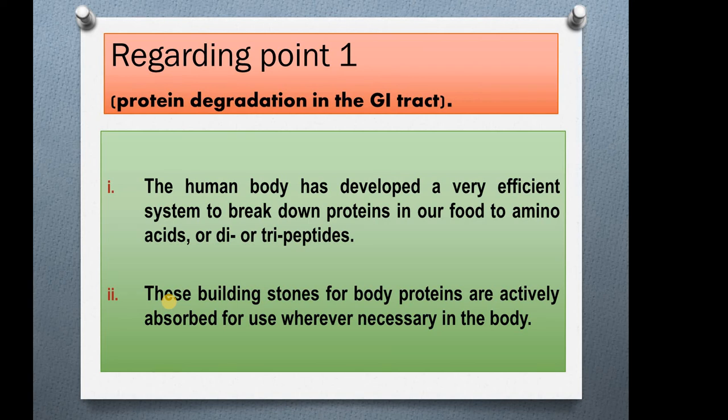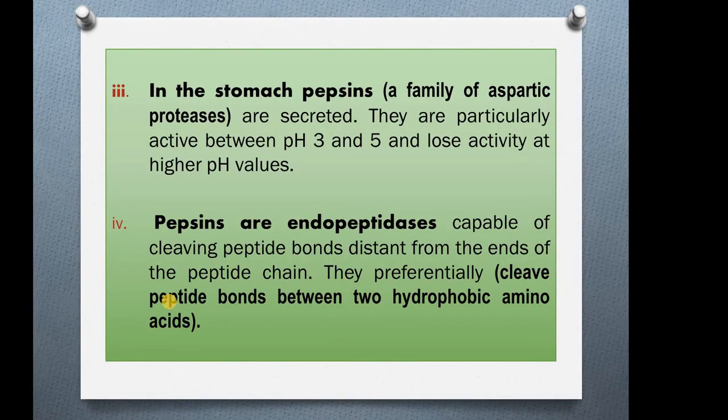إحنا نعرف إنه human body has developed a very efficient system to break down protein in our food to amino acids, di and tripeptides. مثل ما نعرف إنه إحنا بأكلنا بالdietary food العادي مالتنا أكو protein. So inside the GIT there is peptidase حتى يكسر البروتين اللي موجود أصلا بالدايت عندنا. These building stones for body protein are actively absorbed to use wherever necessary in the body. هذه امتصاصها يكون depending on its necessity.